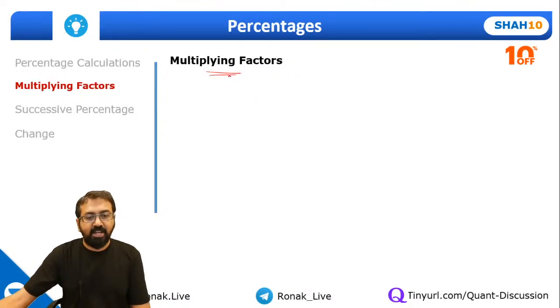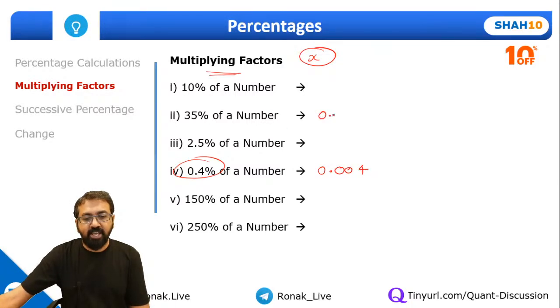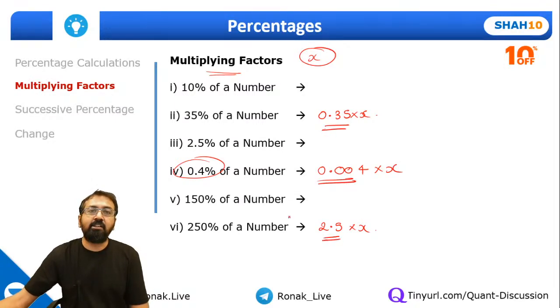And multiplying factor, as I mentioned yesterday, we had discussed all the multiplying factors. For example, what is 0.4% of x? It will be 0.004x. Or what is 35% of x? It's 0.35 into x. Or 250% of x, so it's 2.5 into x, right? And so on and so forth. So all of these are nothing but multiplying factors. So you should be pretty clear about this.